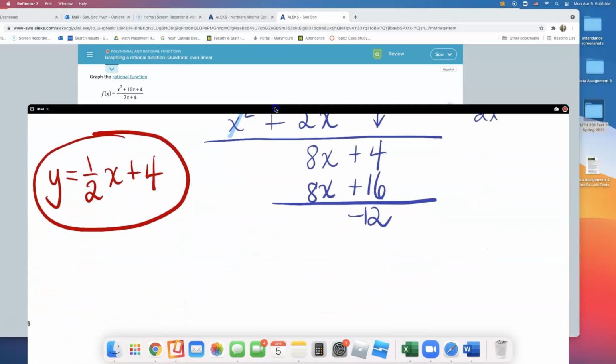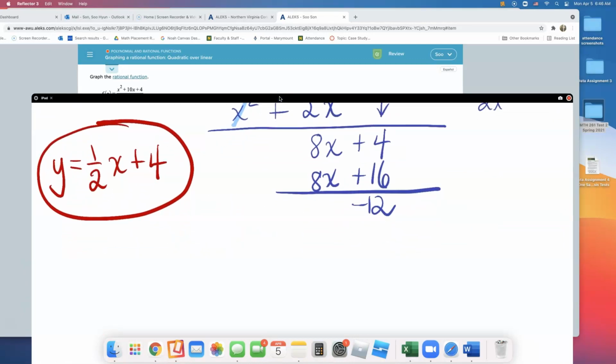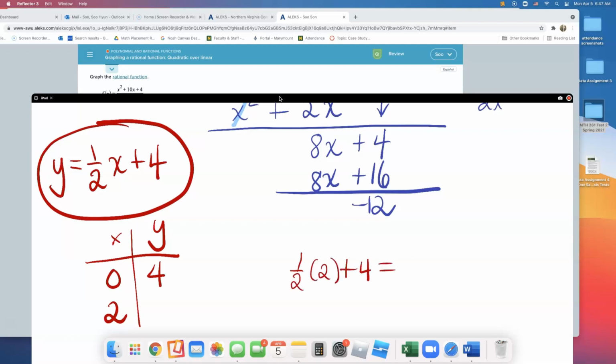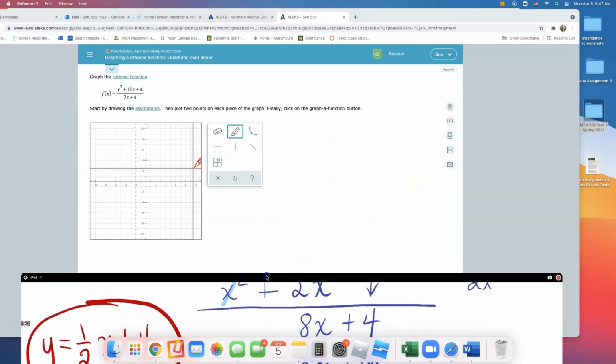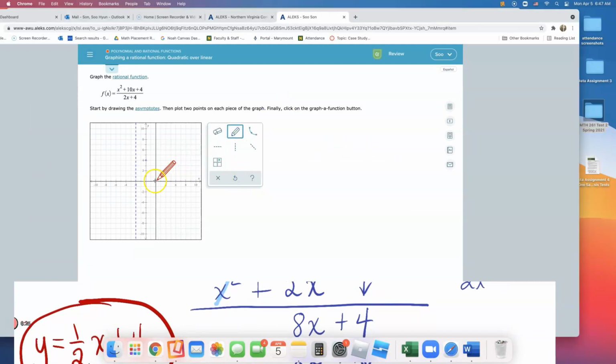And you know, guys, you can use your y equals mx plus b. But if it's a linear function, you can just plot points. You can just plot 2 points. If I plug in 0 in there, I'll get 4. What will happen if I plug in 2 in here? Half of 2 plus 4 is 1 plus 4, which is 5. So I will plot 2, 5. And 2 points is all I need, really.